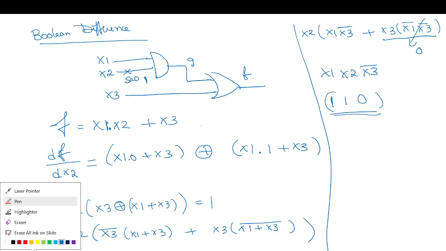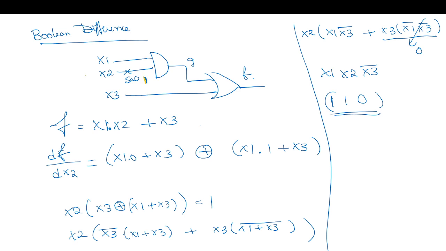To verify this, we want a 1 here, so x2 is 1. And we want to propagate this 1 by 0, so a non-controlling value, this should be 0. To have a 1 here, we have a non-controlling value here, 1. This is also non-controlling. So the test pattern is 110.